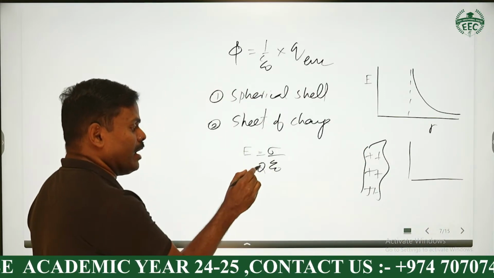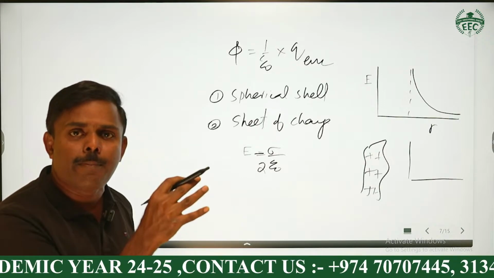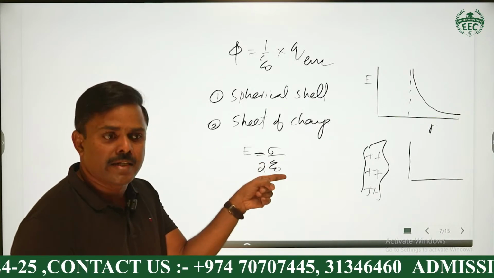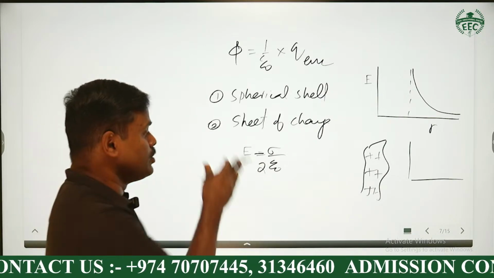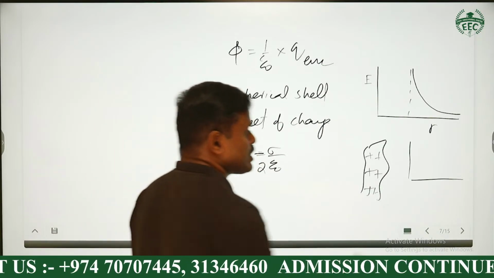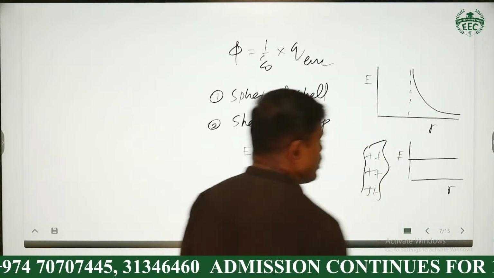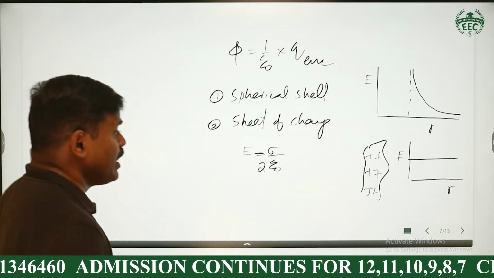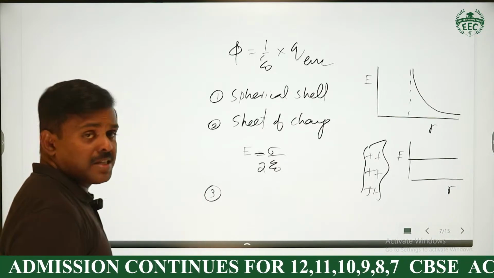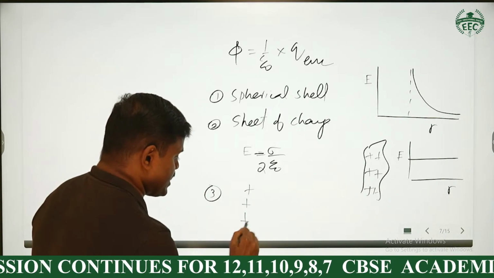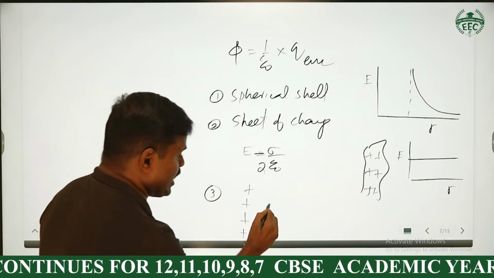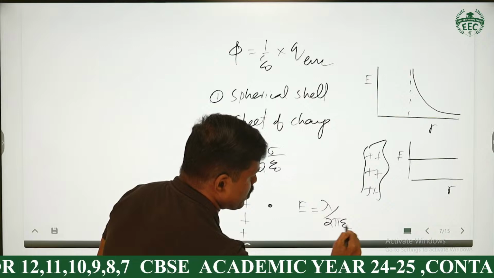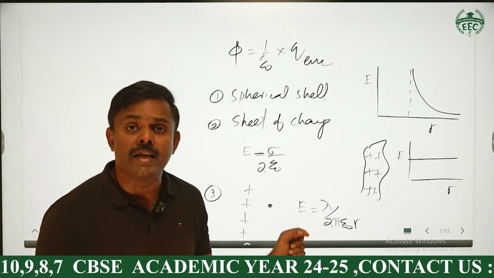As you can see, this electric field is independent of distance. Do you see any distance in it? No. So the electric field is constant with the distance. That graph is important. And the third application: due to a line of charge, the electric field at a point is given by lambda by 2 pi epsilon 0 r, where lambda is called linear charge density.